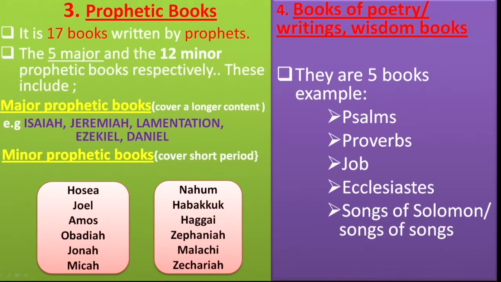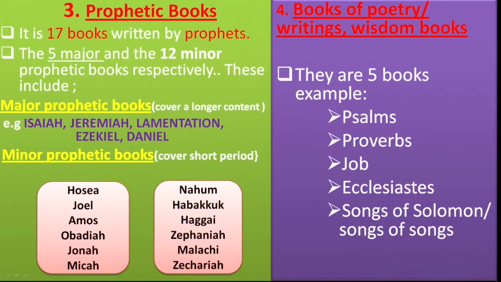These include the major prophetic books. The reason why we call them major prophetic books is because they cover a larger content, because these prophets lived for a long period of time, and therefore they have a longer content, or rather message. Such books include Isaiah, Jeremiah, Lamentations, Ezekiel, and Daniel.